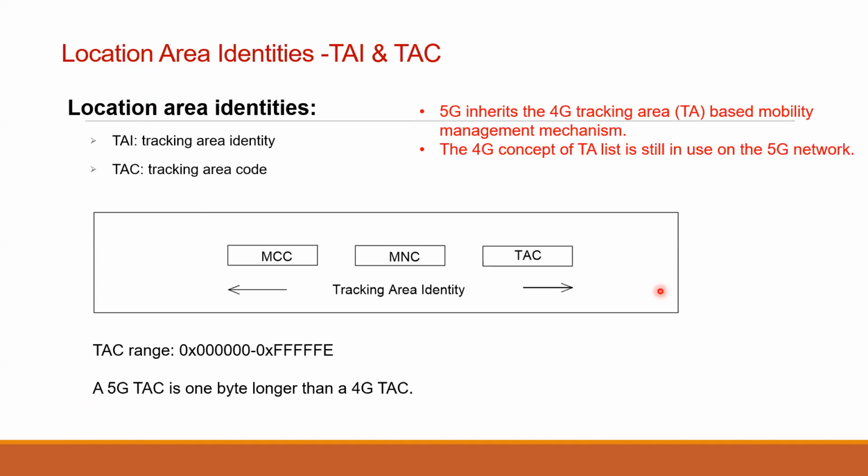Location area. The location area identities are the same in 4G and 5G. It's tracking area ID and tracking area code. So 5G inherits the tracking area code based mobility management, and the concept of TAI is also the same.